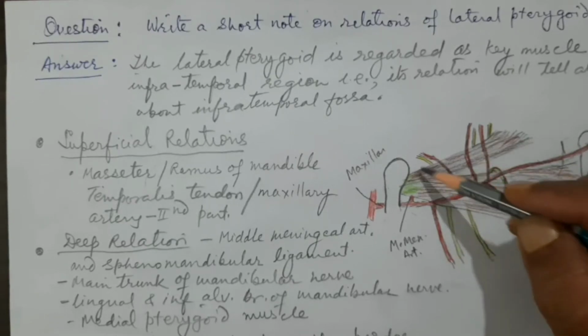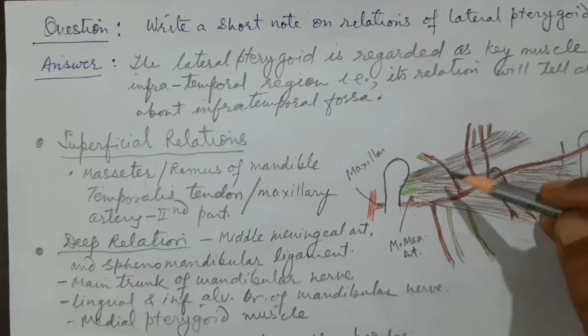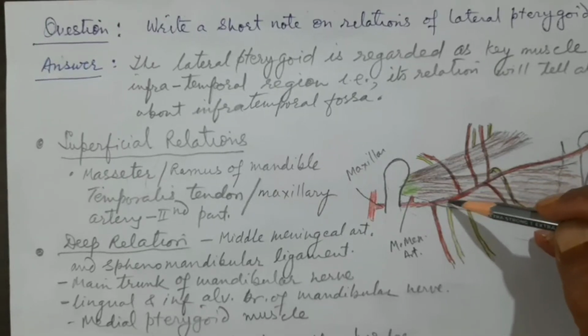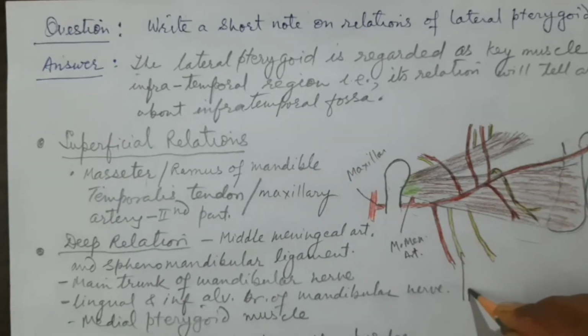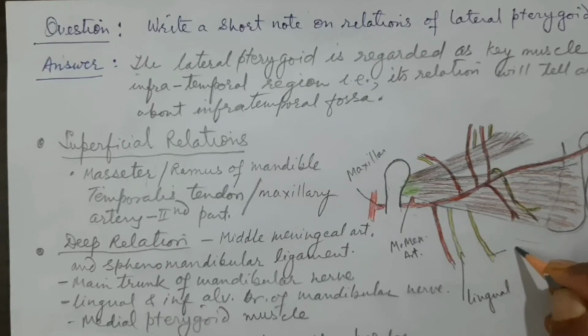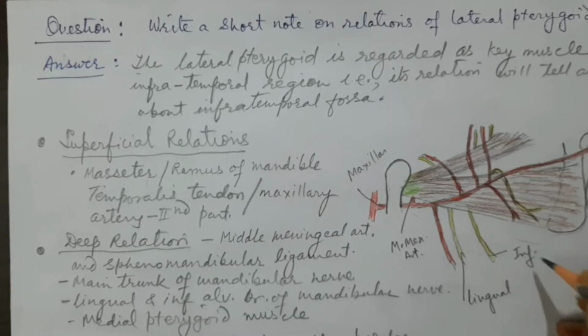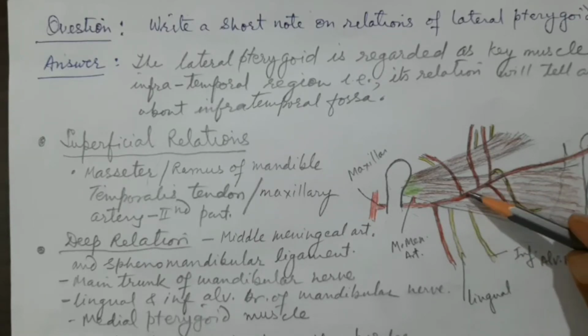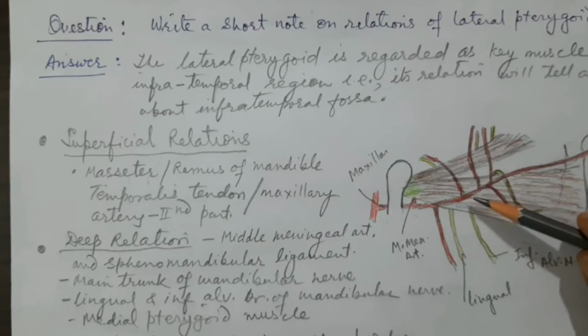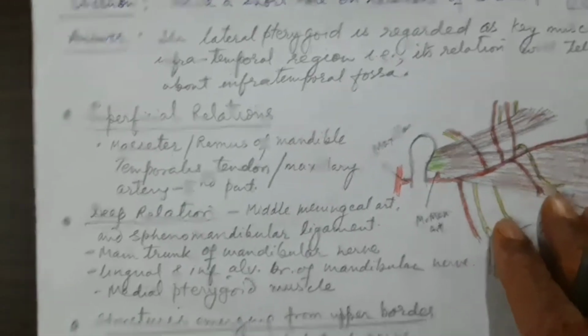What I was saying is that the mandibular nerve trunk will divide into anterior and posterior divisions, and from the posterior division these two nerves will take origin. This is the lingual nerve, and this is the inferior alveolar nerve. So they are the branches from the mandibular nerve, and still deeper to it will lie the medial pterygoid muscle. So these are the deep relations of the lateral pterygoid muscle.